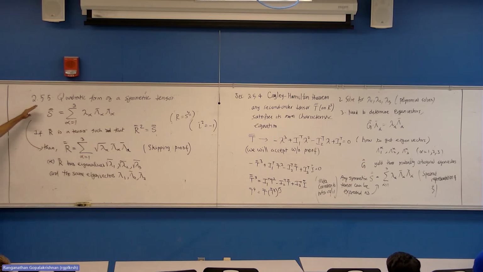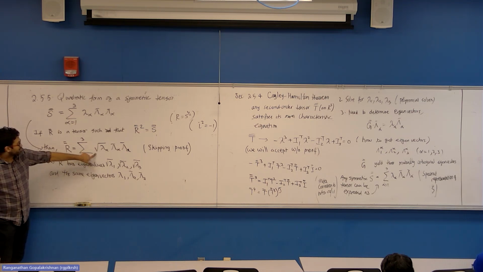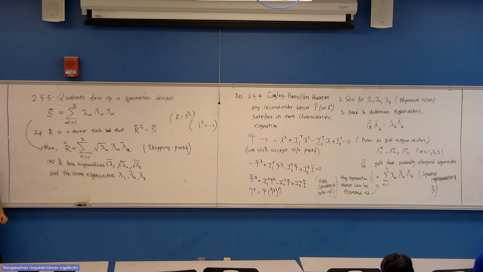If you have a symmetric tensor, you can write it in spectral form, and you can immediately jump to the tensor R, which satisfies R squared equals S, and write R as just the square root of alpha with the same basis vectors. That's the result here.